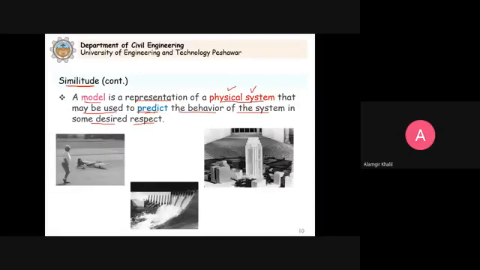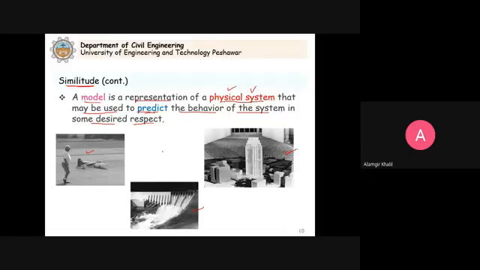You can see here that this is the model of an aeroplane, this is the model of a dam, and this is the model of a high-rise building, and it is subjected to the wind load. You can subject this to earthquake loading also if you are interested. This is a model, clear? And then we would like to see how it behaves under the wind load. And then we can predict the performance of the prototype using similarity laws.